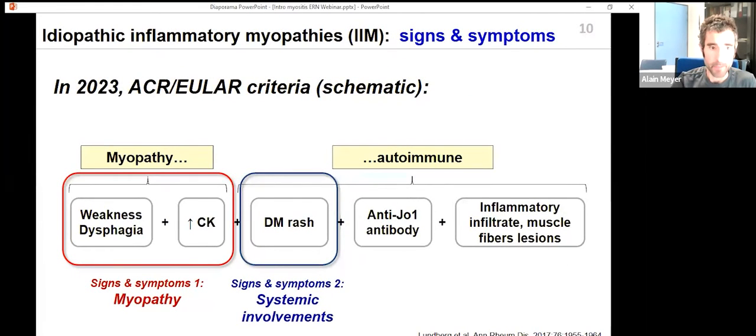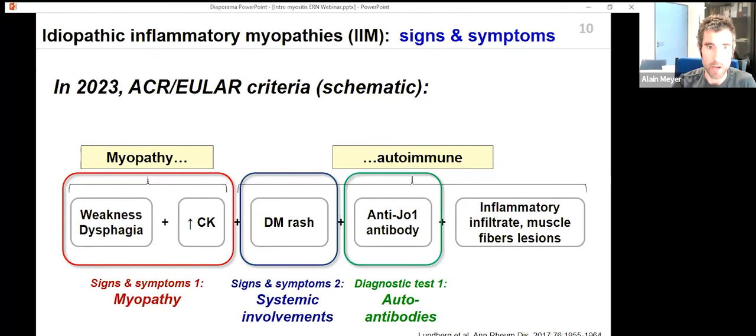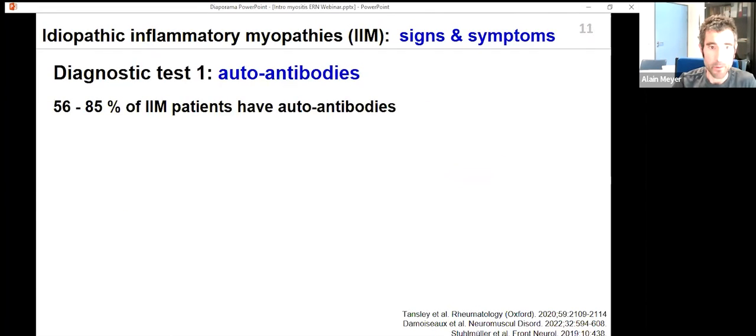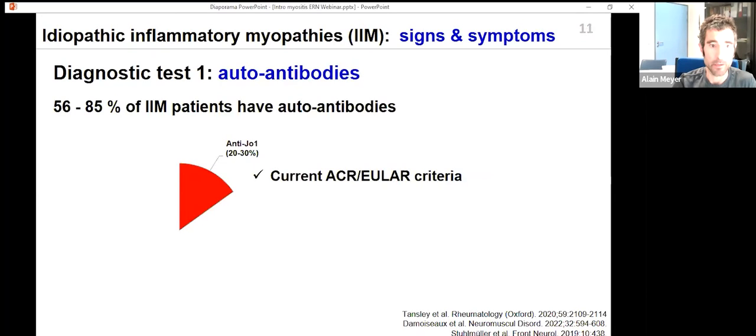Then, in a patient with myopathy and/or one of the systemic involvements that we have just seen, what will be the diagnostic tests that will enable us to diagnose inflammatory myopathies? Following ACR-EULAR criteria, the diagnostic test number 1 is autoantibodies. The majority of inflammatory myopathy patients have autoantibodies. Anti-Jo1, the only autoantibody included in the current ACR-EULAR criteria, is present in 20 to 30% of the cases.